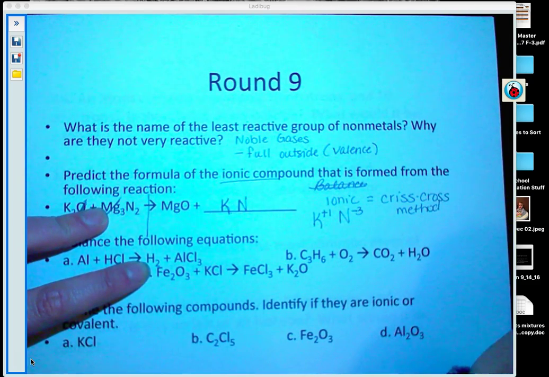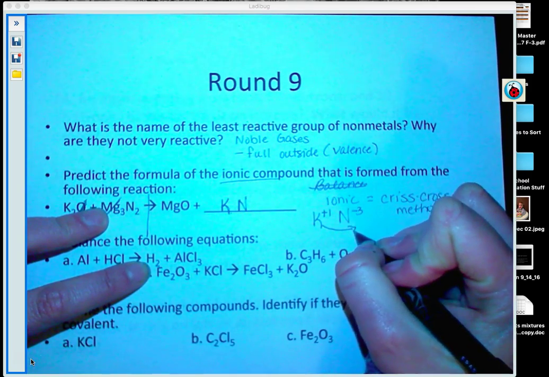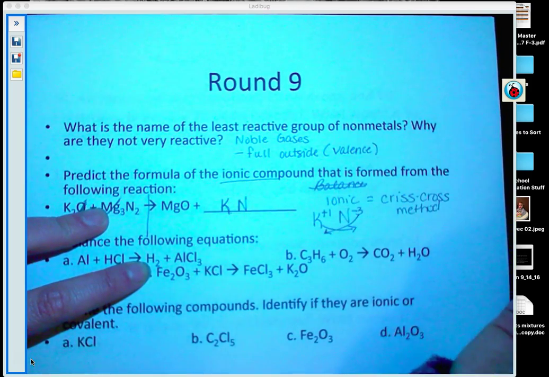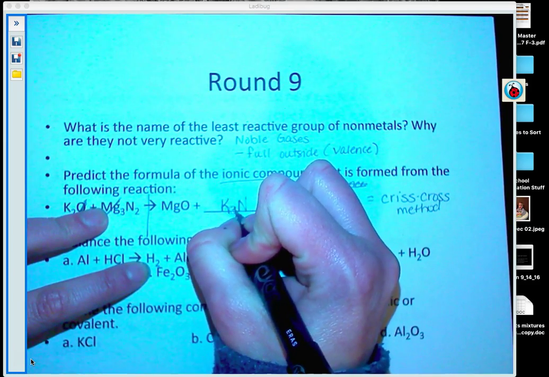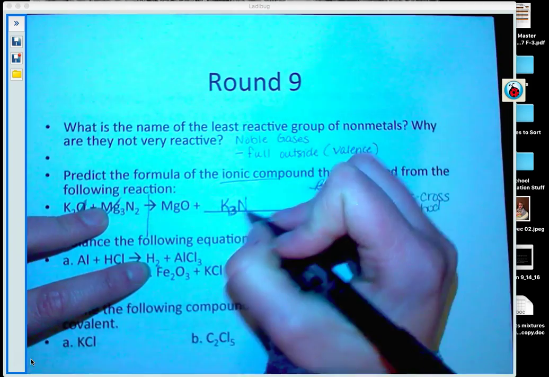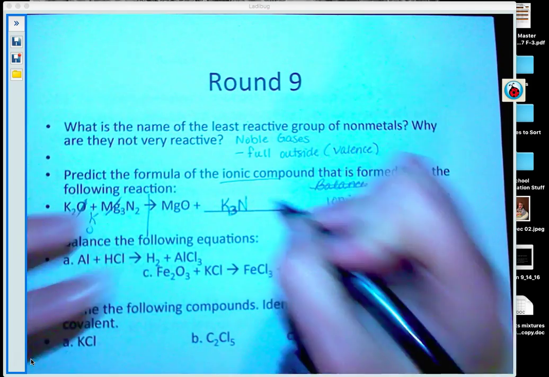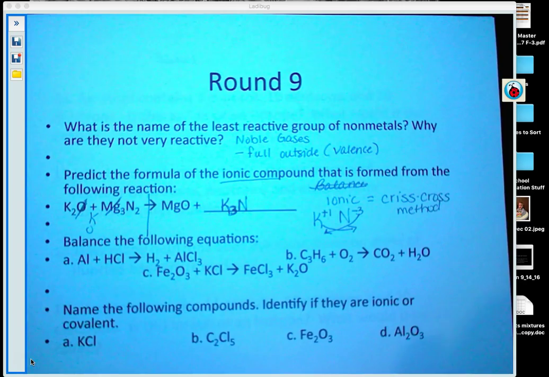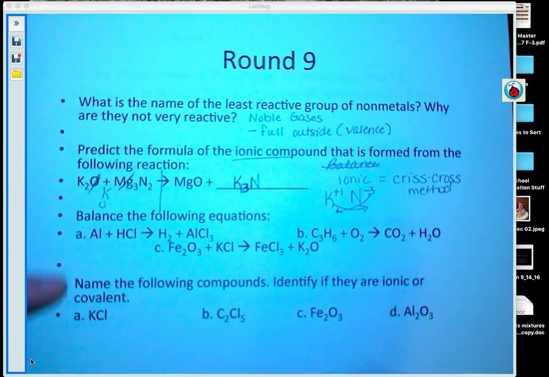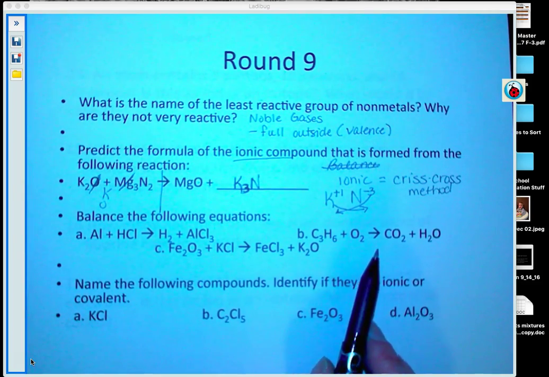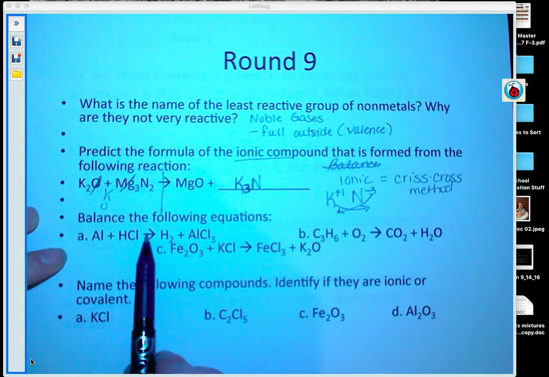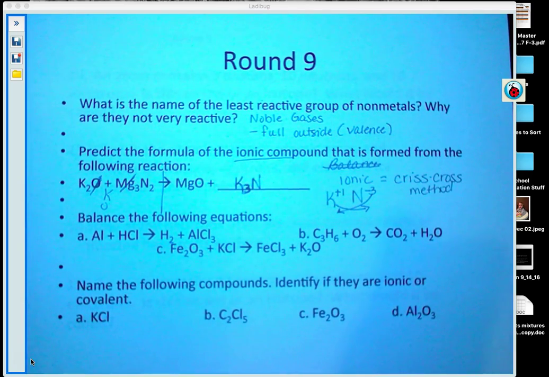Now remember, we're going to drop our charges and we're going to crisscross them. So I'm going to take the 1 over here and the 3 over here without their charges. And so it's going to be K3N. Do I need to put the 1 right here? No, don't put the 1. It's just like math. It's understood that it's there. For these problems right here, there's a separate video here in YouTube and in my YouTube that talks about how to balance equations. So I would rather you just watch that one than having to do this.